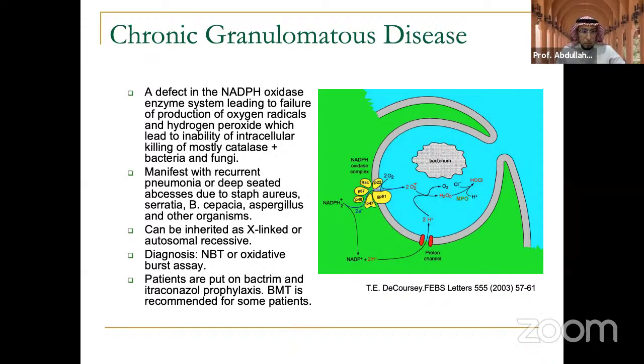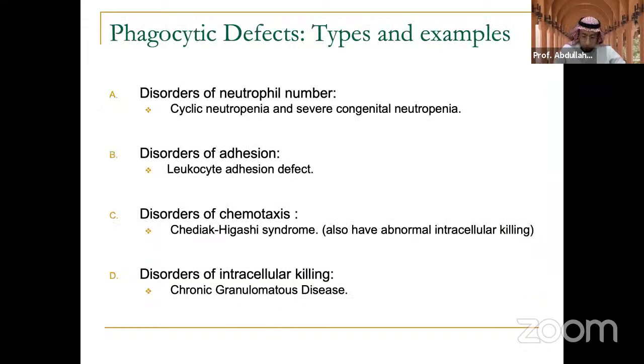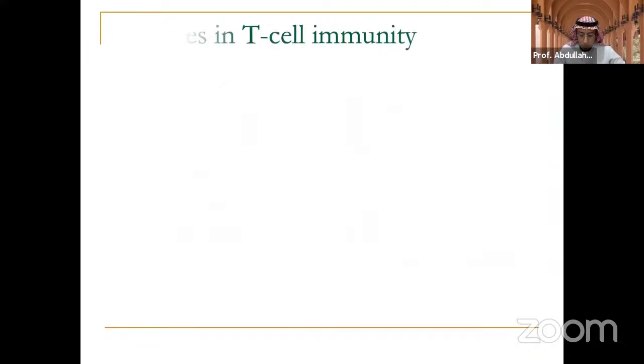Basically, this disease results from a defect in the NADPH oxidase enzyme, which leads to failure of production of oxygen radicals. These oxygen radicals are utilized to form hydrogen peroxide, which is then further converted into hypochlorous acid. These are all toxic to the cells and bacteria. They are all produced within vesicles, so the cell is protected. But the most toxic one is HOCl. Therefore, the cell will not be able to kill the ingested bacteria.